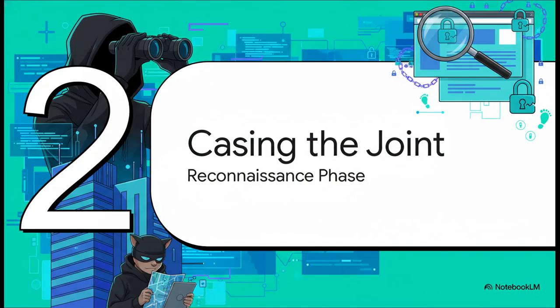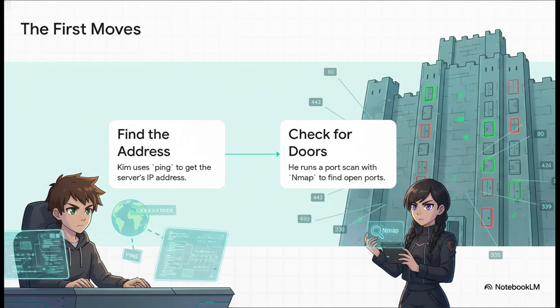The very first stage of any real attack is what they call casing the joint. And I want you to forget everything you've seen in the movies with crazy code flying across the screen. Real-world hacks almost never start with some brilliant zero-day exploit. They start with simple, quiet observation, the digital version of a burglar just watching a house for a week to learn its schedule. So where does Kim even begin?